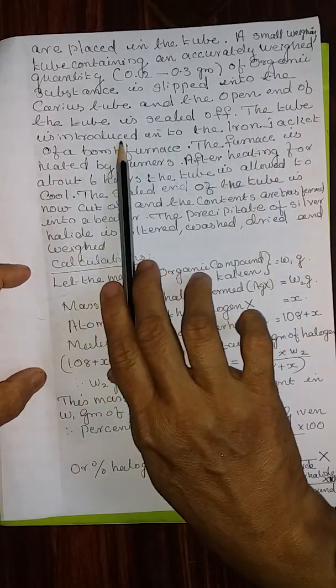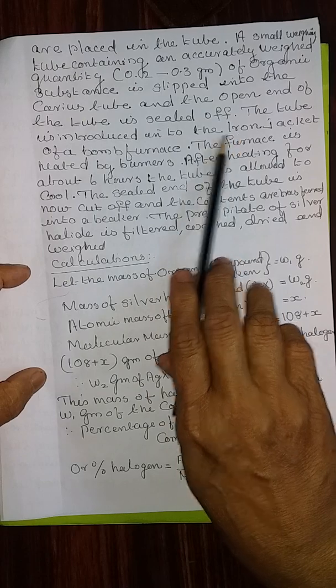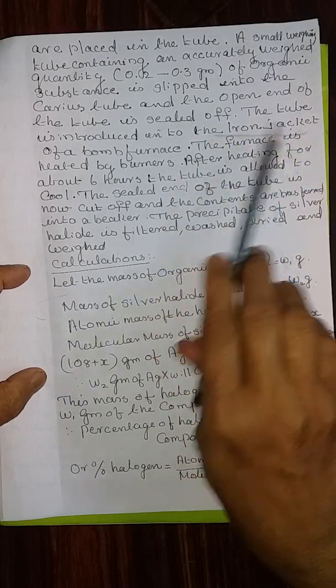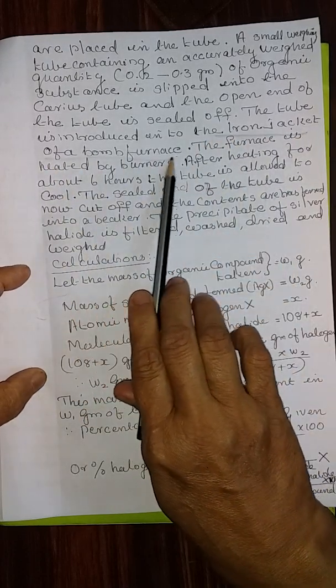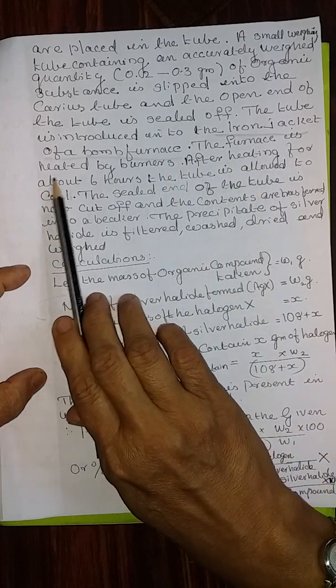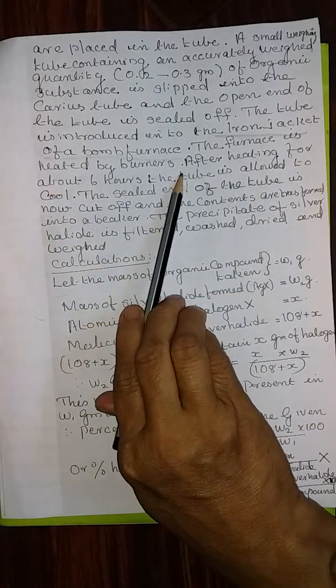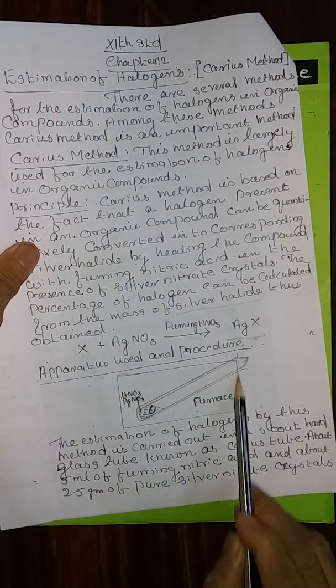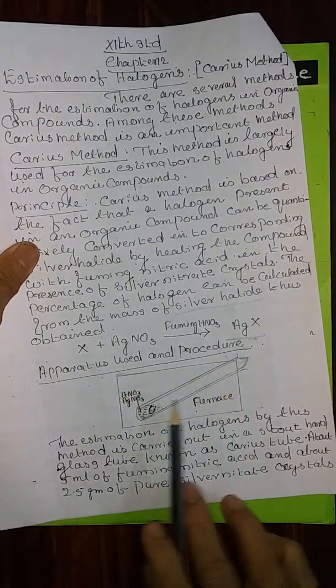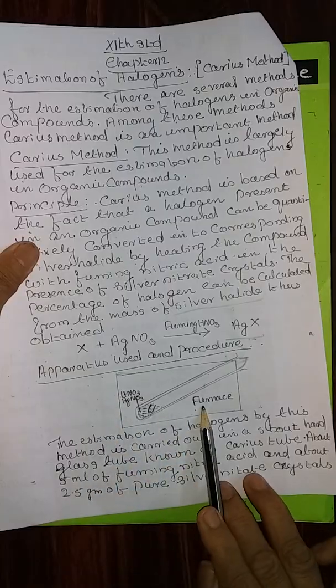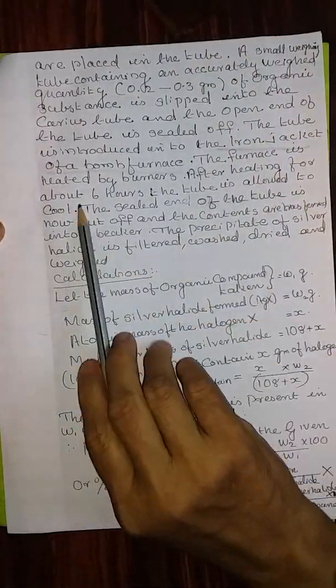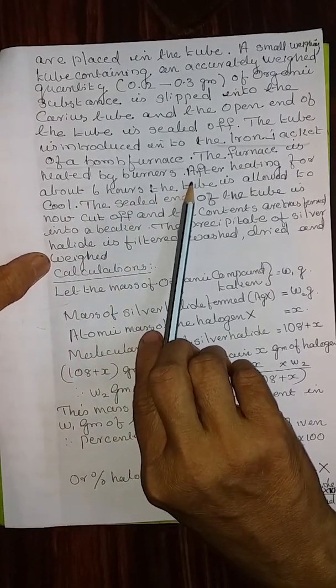The tube is introduced into the iron jacket of a bomb furnace. The furnace is heated by the burners. This is the furnace. This square diagram, that outline shown, is completely the furnace. The furnace is heated by the burners.